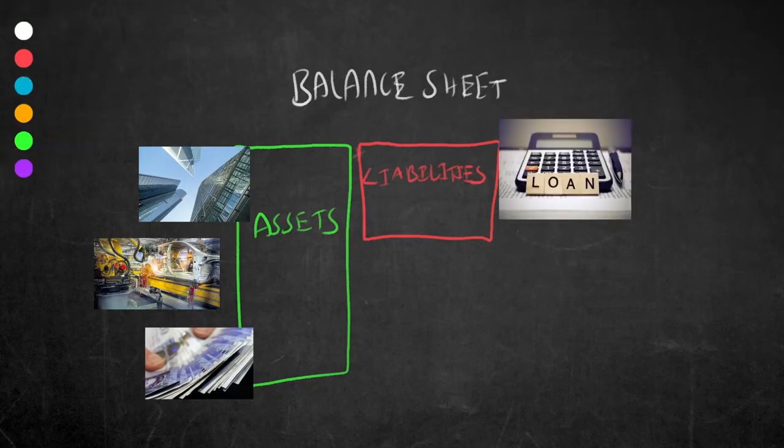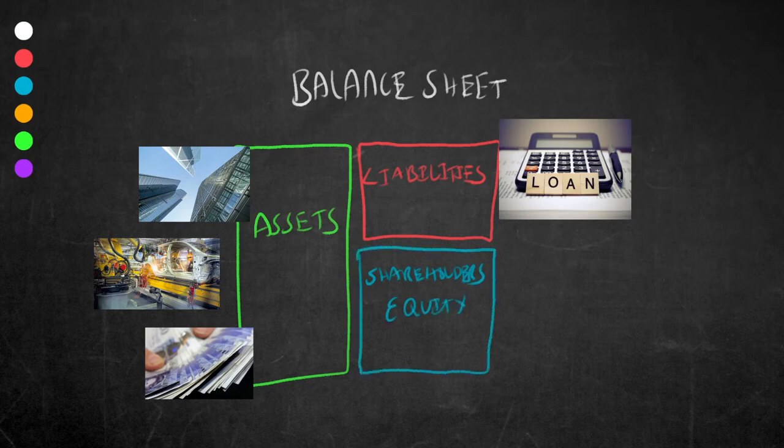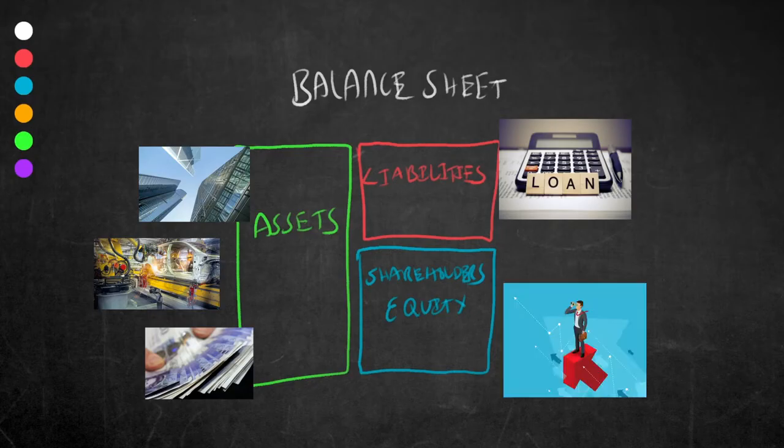You then have something called shareholders' equity. Shareholders' equity is the last component of the balance sheet, and it's essentially how everything has been paid for, i.e. what shareholders have invested into a company.